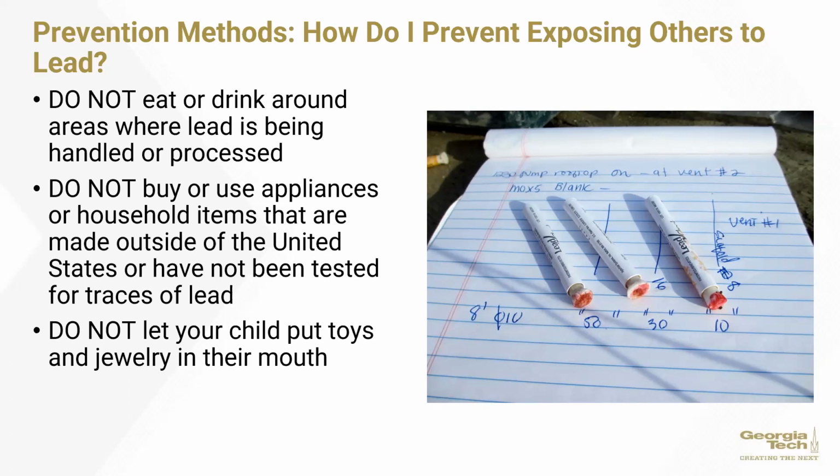And be careful that appliances and other household items, jewelry, sometimes even toys that are made outside of the US may not have been tested for traces of lead. So the Consumer Product Safety Commission can provide you with information about where they have identified situations where products being brought into the US have been identified as having lead.